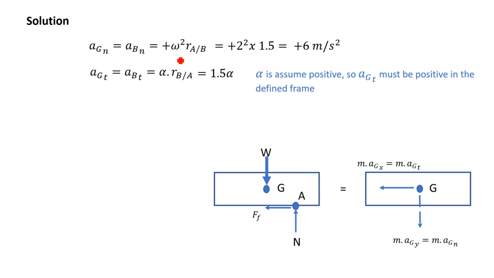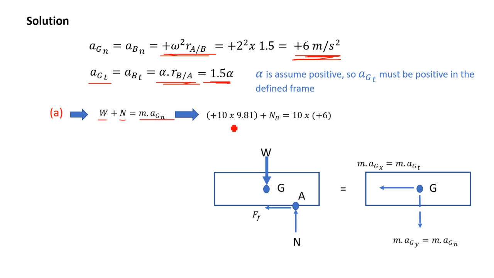The normal acceleration is equal to omega squared multiplied by the distance AB, and this makes it 6 meters per second squared. The tangential is equal to alpha multiplied by RAB, which is 1.5 times alpha. We assume that is positive, so the tangential acceleration must be positive in the defined frame we have here. For the y-axis, W downward and N upward is equal to the mass multiplied by the normal acceleration. So that's what we have.